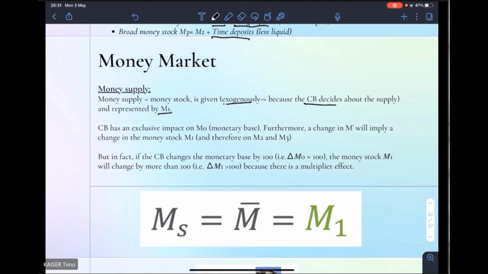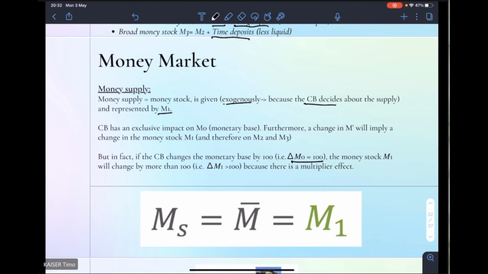Something, however, to remember about money supply, which will also go a little bit deeper in the next slide, is the fact that if the central bank decides to increase the monetary base, and actually wants to increase the money supply, and it increases the monetary base by 100, which is directly linked to M1.